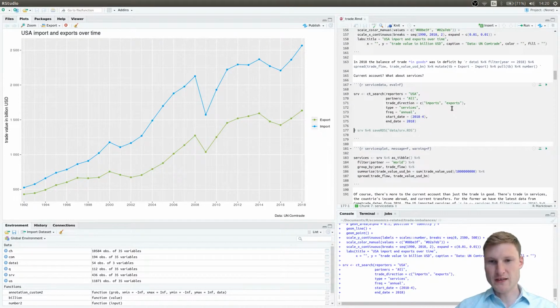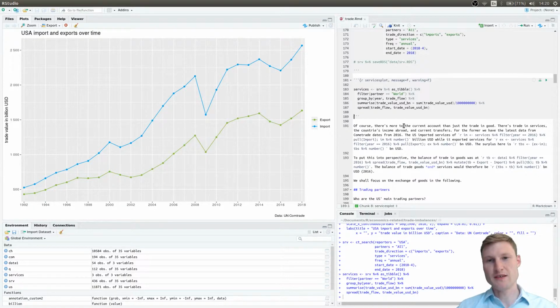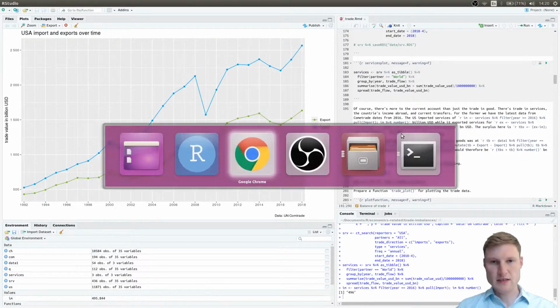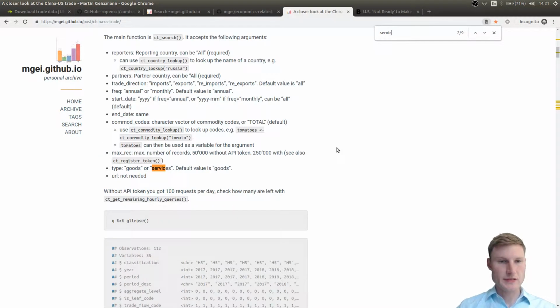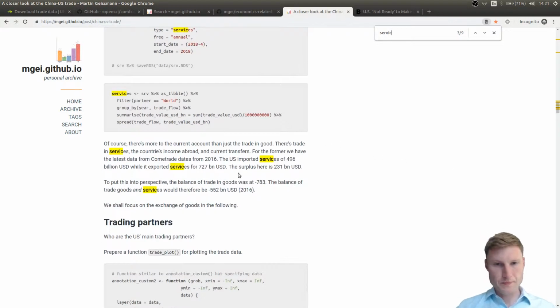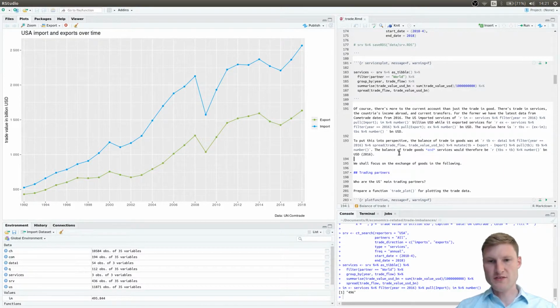Now, of course, there's more to it. There's services that we're going to neglect for the moment. So this almost 1 trillion in deficit is less if you also consider services, because the US have a net export of services. Let's go back to the website because I already printed it here. So in services they have a surplus of 230 billion in US dollar because the exported services is higher than the imported services. But this shouldn't interest us too much at the moment.